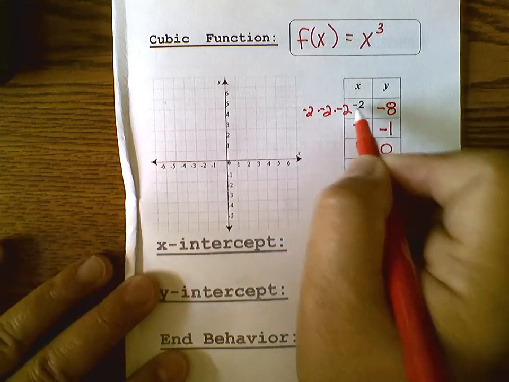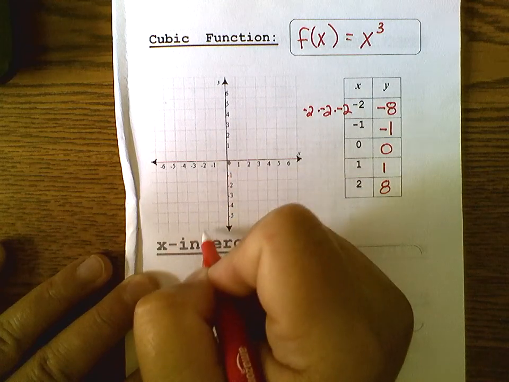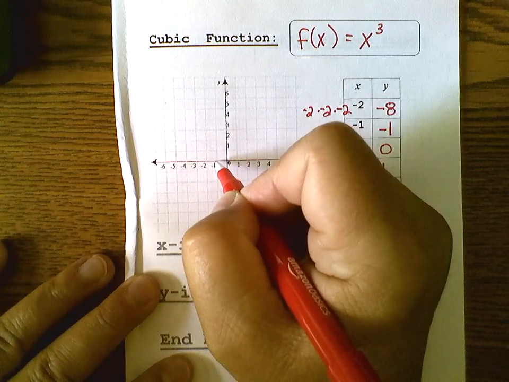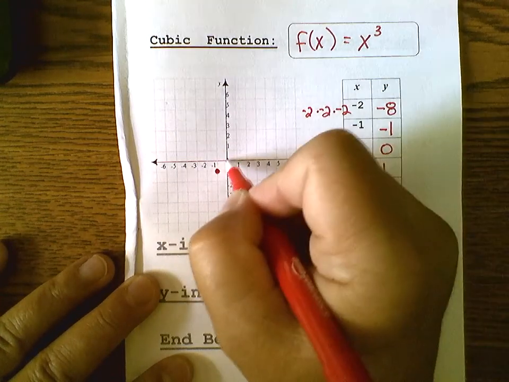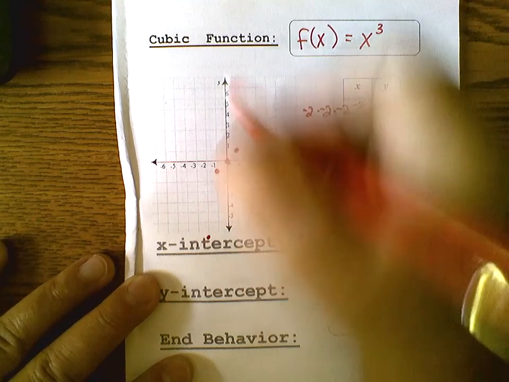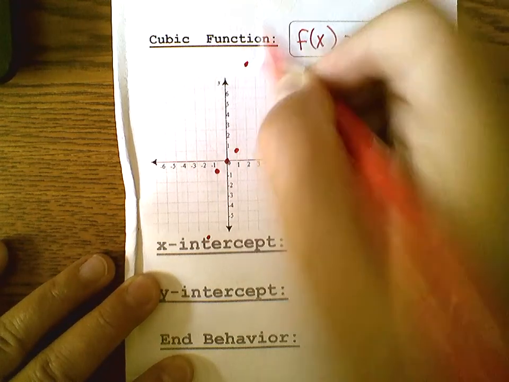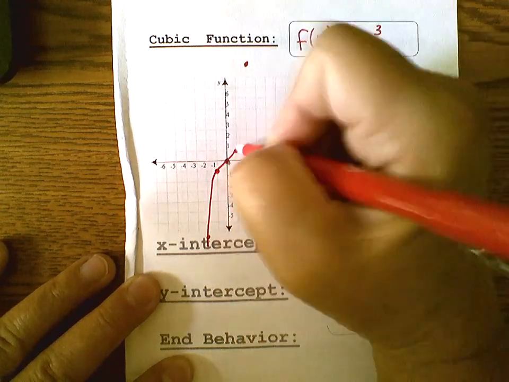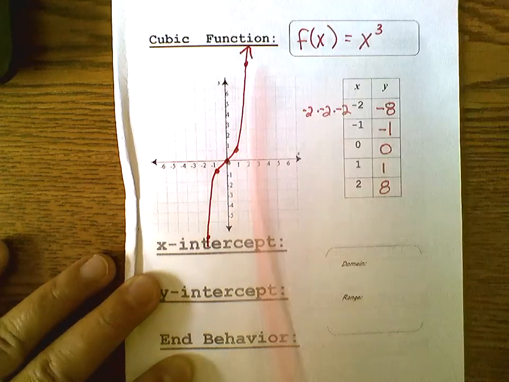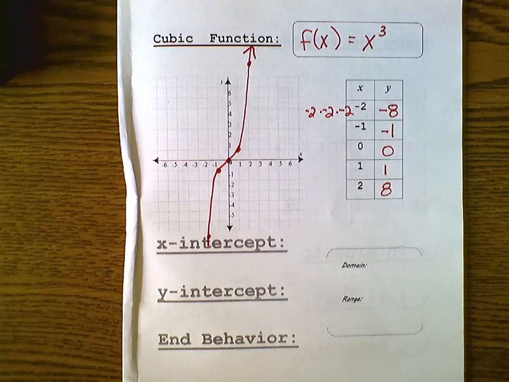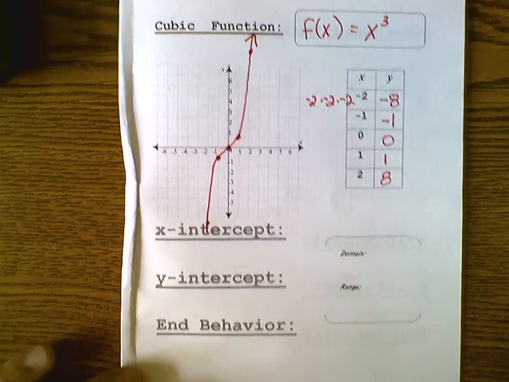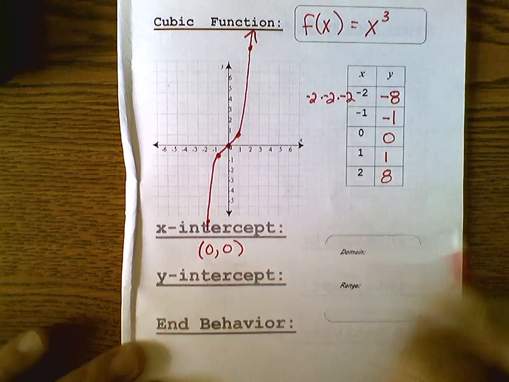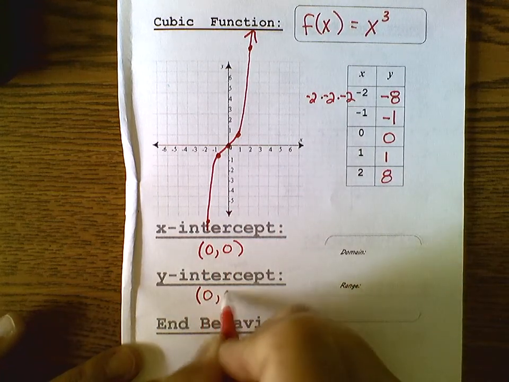So what does this one look like? If we have negative 2, negative 8, and as you'll see, my graph is actually not big enough, but it's down here somewhere. Negative 1, negative 1, 0, 0, 1, 1, and then 2, 8 is going to be up here. So this is what a cubic function will look like, something like this. All right, so where does it cross the x-axis? At the origin. Where does it cross the y-axis? The origin.